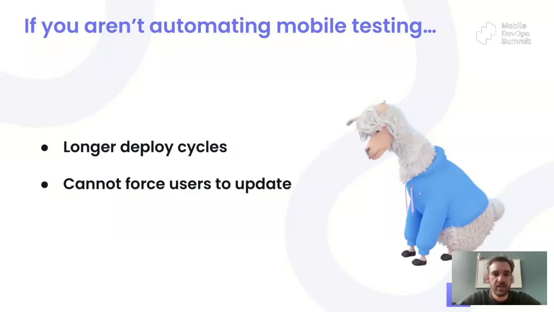And then it's very hard to force users to update unless you have over-the-air updates, which is not always the best idea. Whatever version the user wants to keep is what they're going to have. So when you have a bug, it's very hard to eliminate it from being run in production.